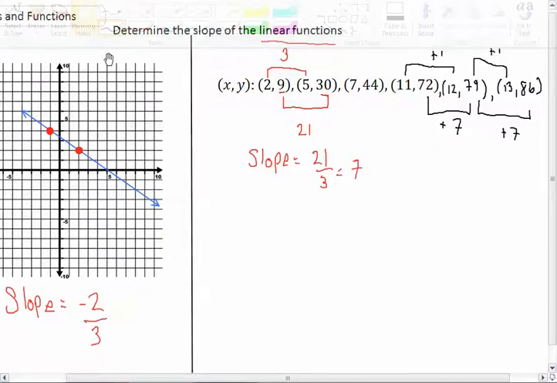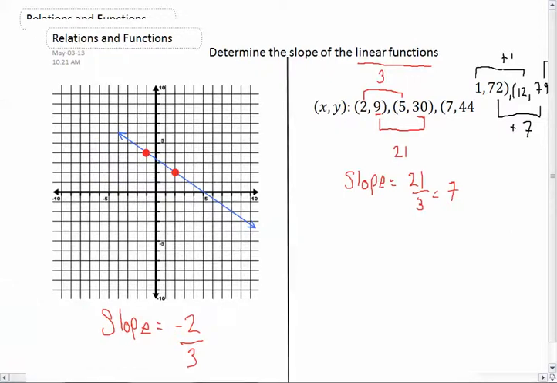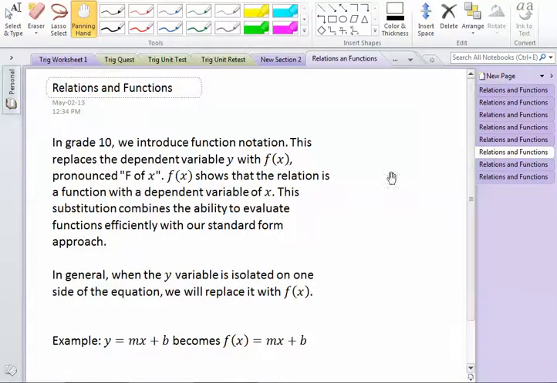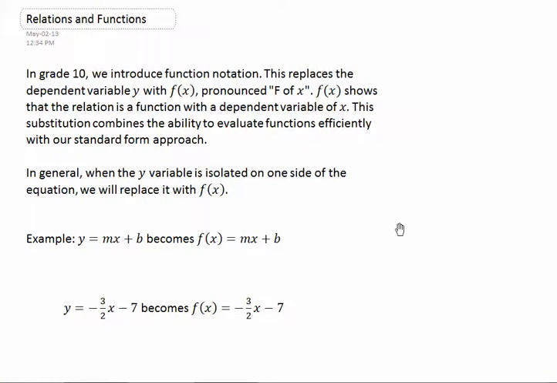So let's take a look at this next guy. This is the brand new stuff, and this is what's called function notation. So in grade 10, we introduce function notation. This replaces the dependent variable y with a new symbol, f bracket x close bracket, pronounced f of x.